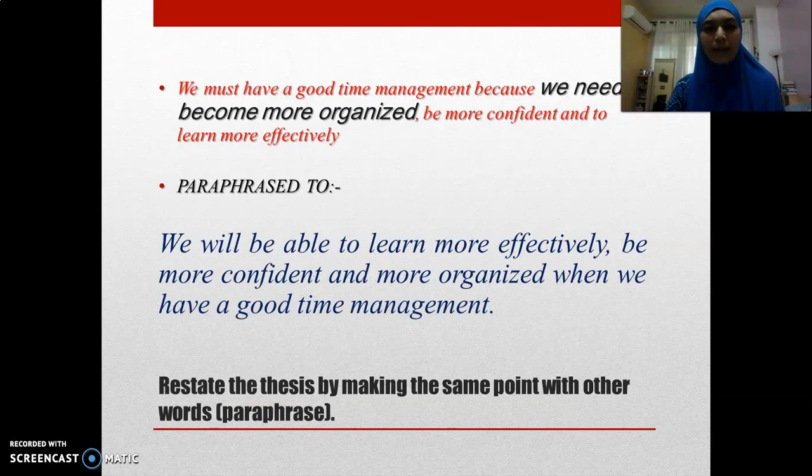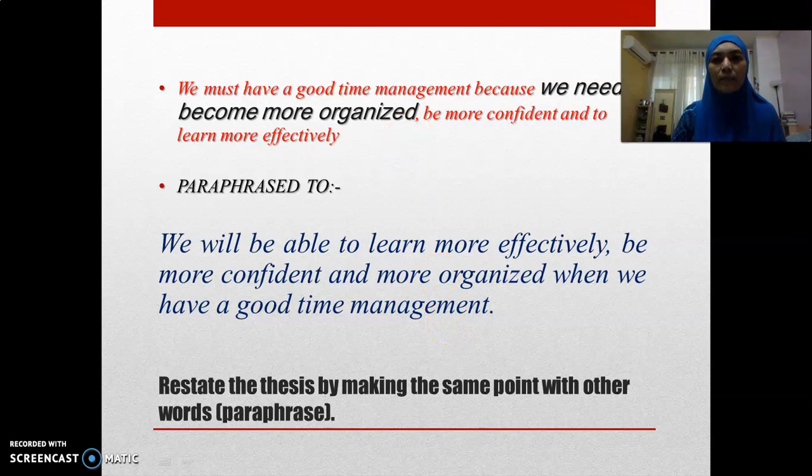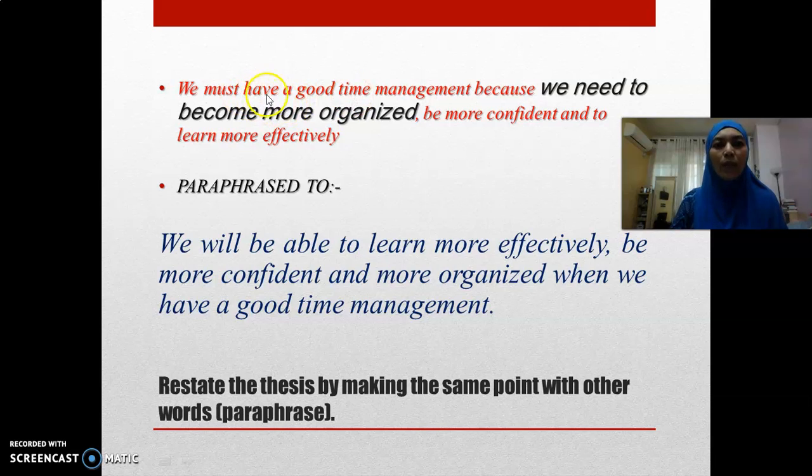Okay, let's start. Now, if you see here, we must have good time management because we need to become more organized, be more confident, and learn more effectively. This is my thesis statement. So I just paraphrased it into: we will be able to learn more effectively, be more confident, and be more organized when we have good time management. So I just flip the sentence. That is how you paraphrase.